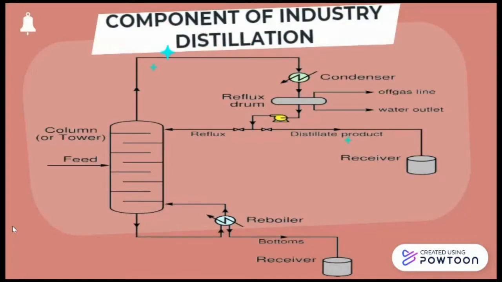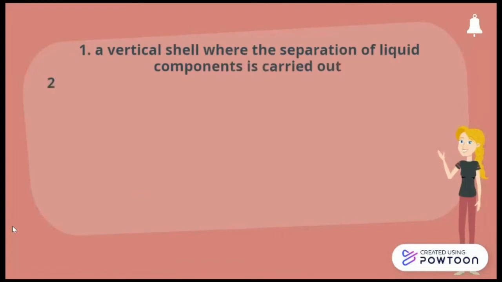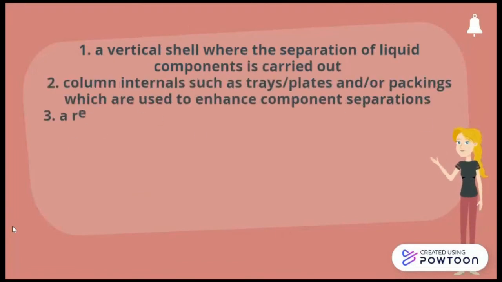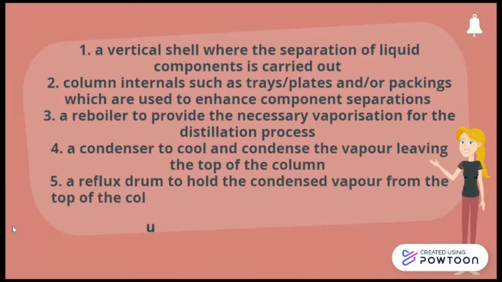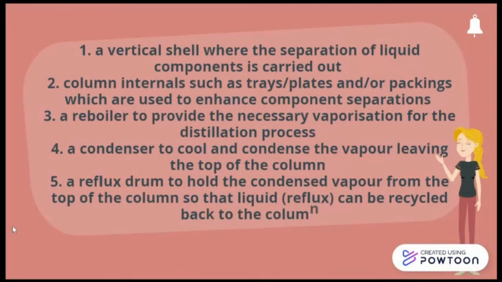Components of industry distillation. 1. A vertical shell where the separation of liquid components is carried out. 2. Column internals such as trays, plates and/or packings, which are used to enhance component separations. 3. A reboiler to provide the necessary vaporization for the distillation process. 4. A condenser to cool and condense the vapor leaving the top of the column. 5. A reflux drum to hold the condensed vapor from the top of the column so that liquid reflux can be recycled back to the column.